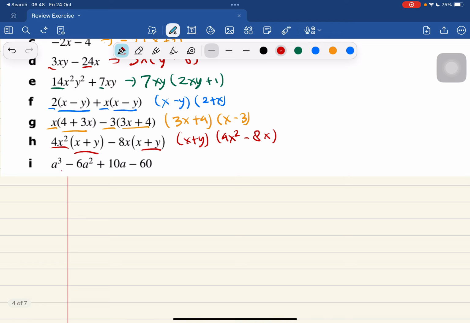Now, let us factorize it. Okay, let's see what we can factorize. This is going to be a squared, so it's left only a, minus 6, and then plus 10, the highest common factor. So a minus 6. Okay, we got a minus 6, then multiplied by a squared plus 10.